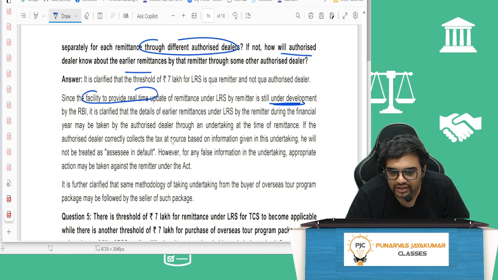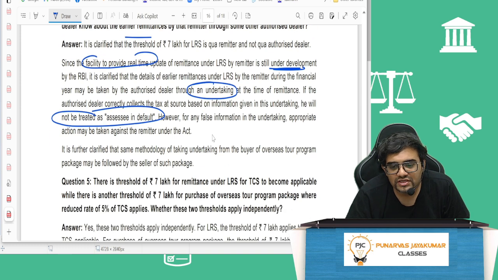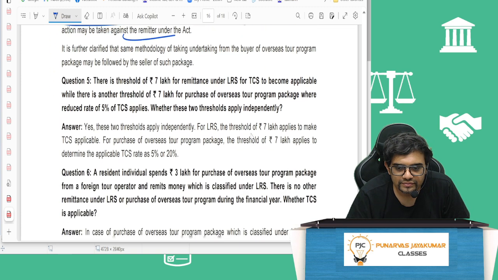You should take an undertaking letter. If you've taken an undertaking, Western Union Money Transfer, ICICI Bank, etc. will not be treated as SSC in default. They can go ahead. But if false information has been given, then you can take action against the person who has given false information.